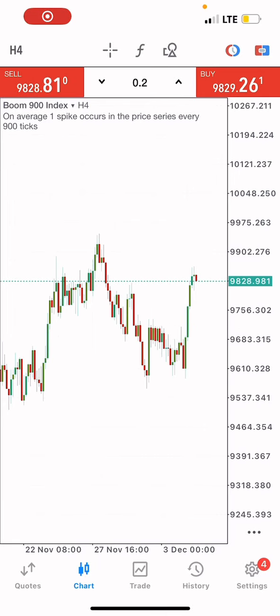Someone shared this chart with me and asked what I would do in this market. This is the Boom 900 index market, and in this video I'll explain how I would approach it. My approach applies to every other financial market, Boom and Crash, every other synthetic asset, every other currency asset, as long as you can read their charts. As far as you can see them on the charts, you'll be able to analyze using this approach.